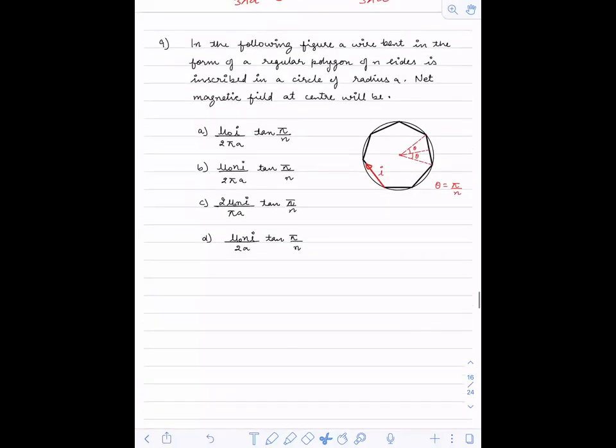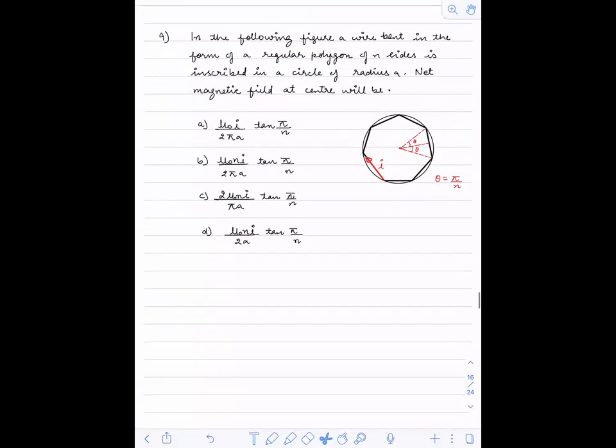Now, question number 9. How many of you have got the result? Sincerely tell me, how many of you have solved it without any help and you have got the result? Question number 9. How many of you have got the result without any help? You got B. B is the correct option.